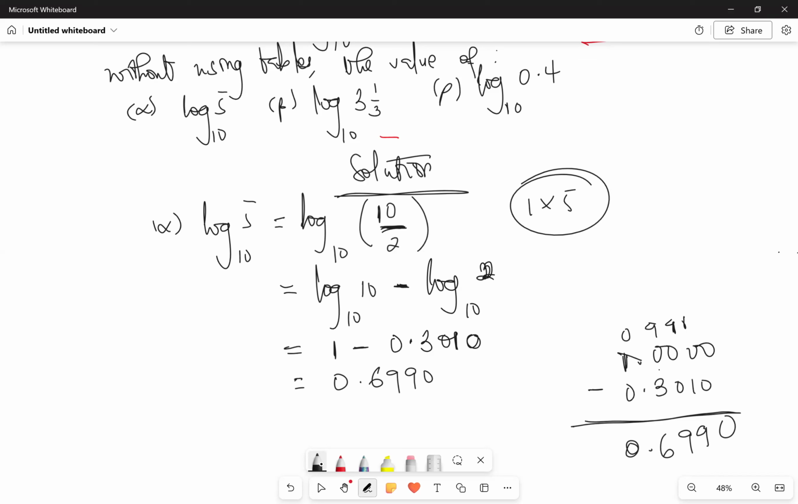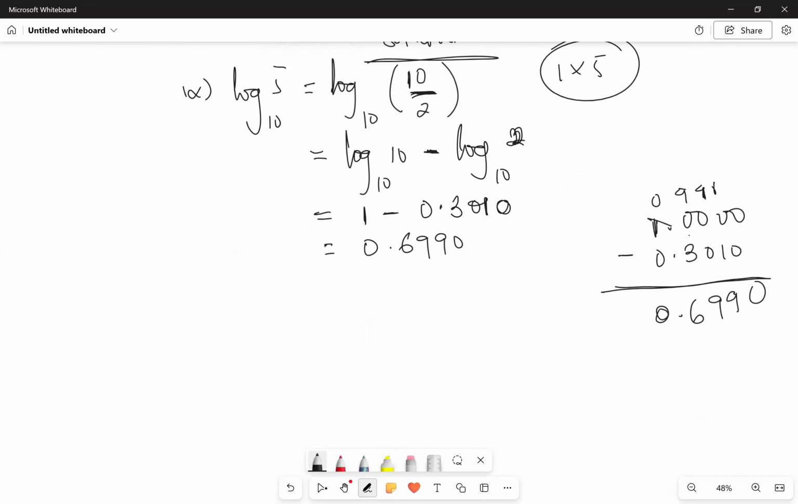0.6990. So that's a result. And if you put log 5 base 10 on a calculator, you should get the same answer. All right, so let's continue. Let's see the next question.